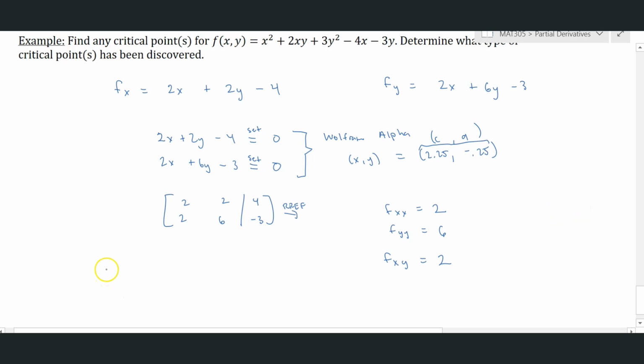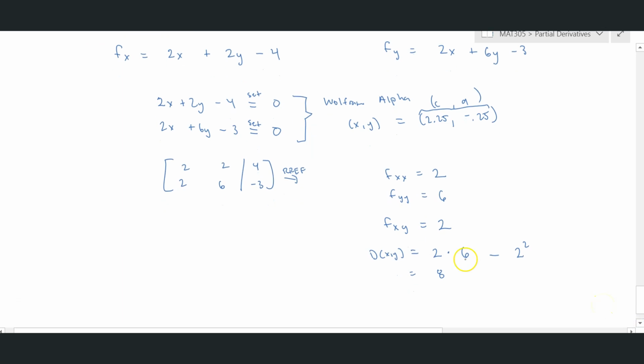Now in this case, what I get is the D function, D of x, y, is equal to fxx times fyy minus fxy squared. Now this just turns out to be a constant. It's not always going to be the case that these are constants. These oftentimes involve x and y, but in our case it'll be 12 minus 4, which is 8. All right, so we get a function that is just a constant.